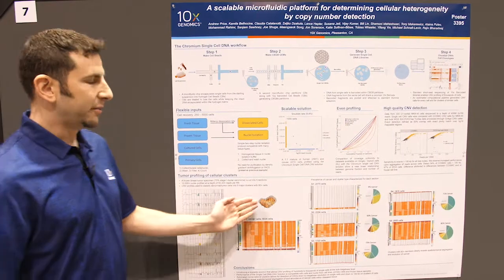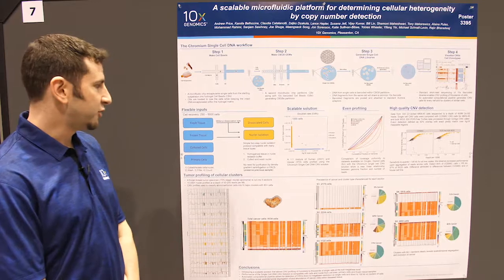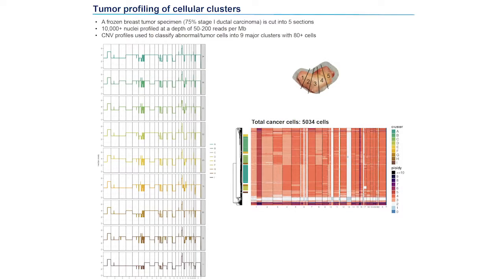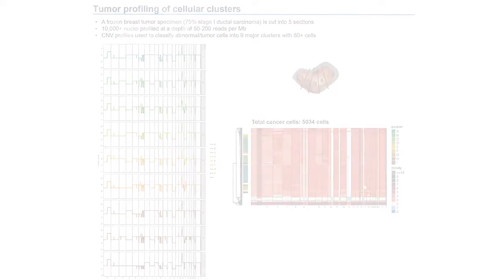To go into a real sample, we have a tumor, which we macro-dissected into 5 different pieces. Overall, we sequenced over 10,000 individual cells at around 50 to 200 megabases per cell. Looking at the entire tumor, we were able to identify over 5,000 cells which had copy number aberrations. Further, we identified 9 individual subclones that contained over 80 cells per clone.